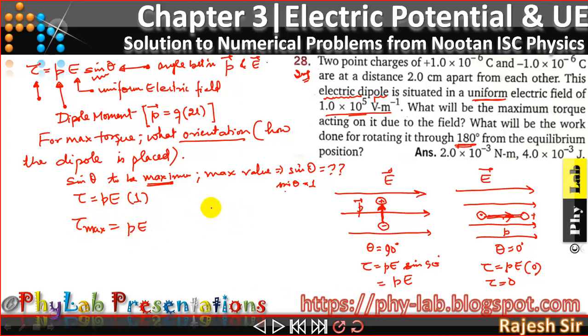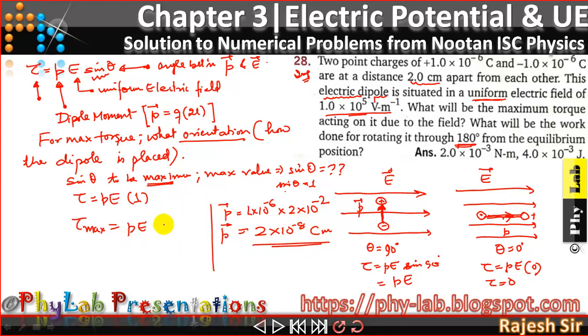What is P? Let's calculate P for this particular dipole. P happens to be the magnitude of the charge, which is 1 into 10 to the power of minus 6, times the distance between them. What is the distance between the two charges? Here it happens to be 2 centi. Centi means 2 into 10 to the power of minus 2. Simplifying it, it comes out to be 2 into 10 to the power of minus 8 coulomb meter. So that is the dipole moment of this given dipole.